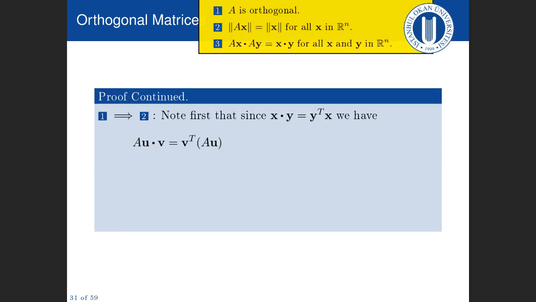First, let's do property one implies property two. So we're going to be assuming that we know A is orthogonal, and then we're going to prove that A does not change the length of a vector.